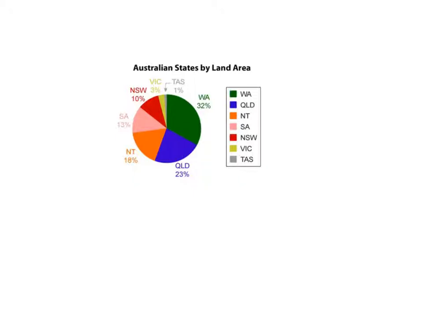The words proportion, percentage, and fraction can be used here interchangeably. We're looking at what the percentage of land area taken up by each state is, or the fraction of each state's land area. Either of those, they're exactly the same concept. So that's why we use sector graphs.